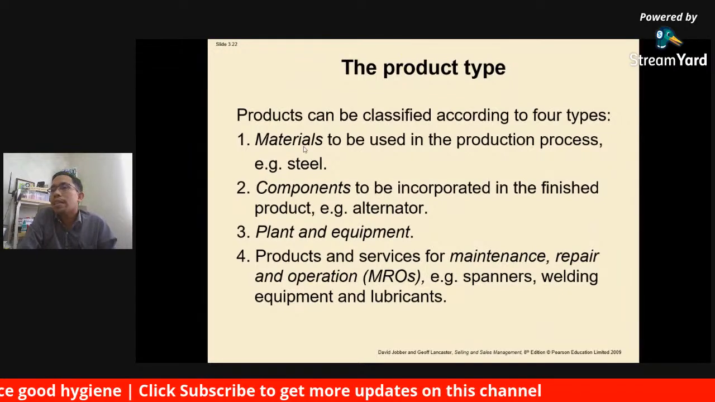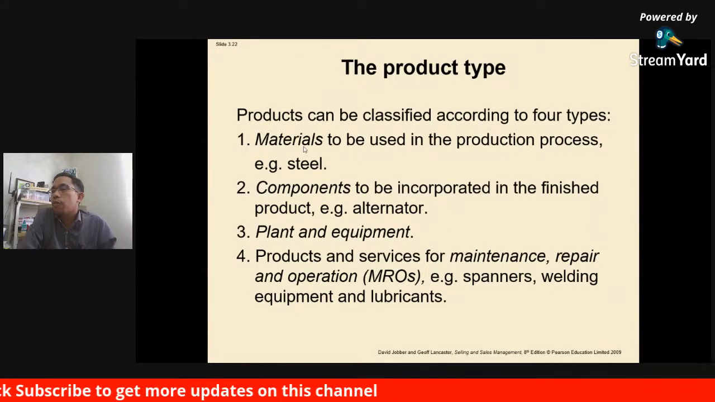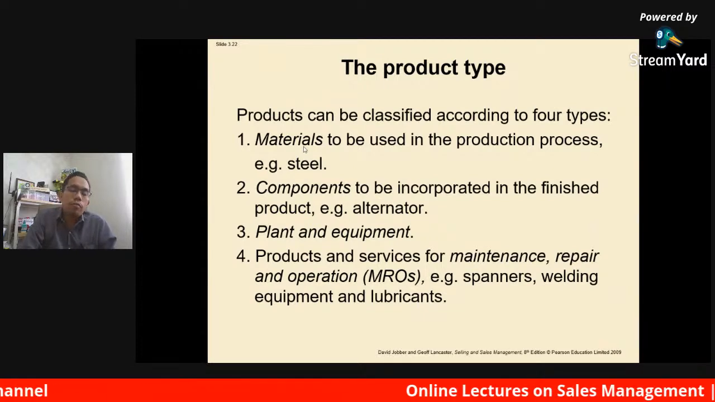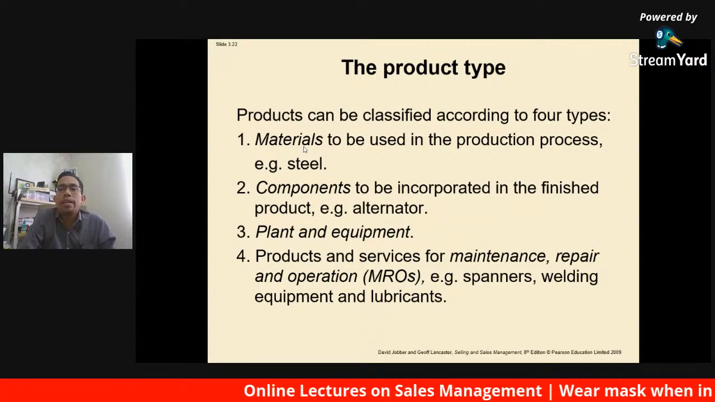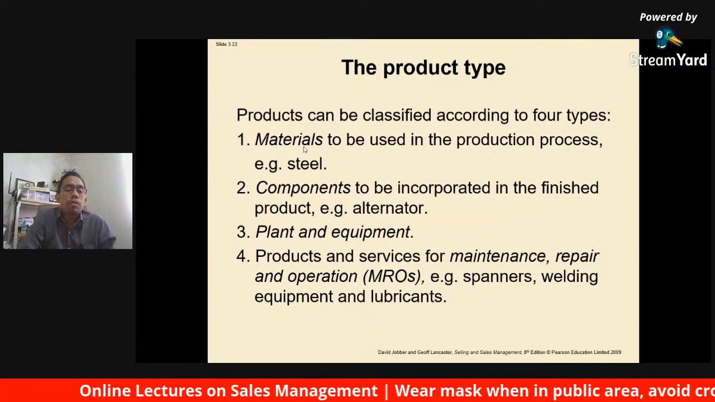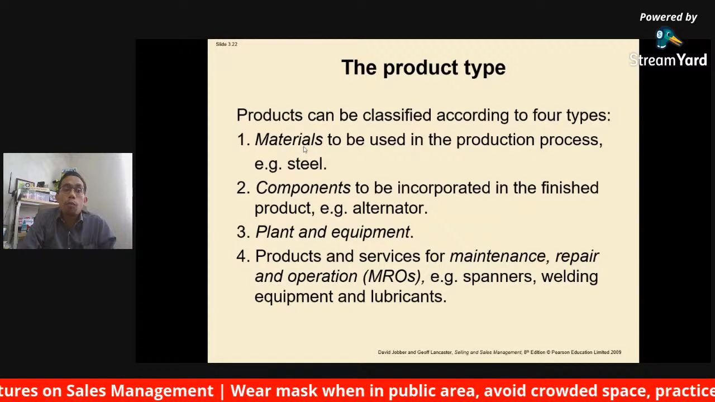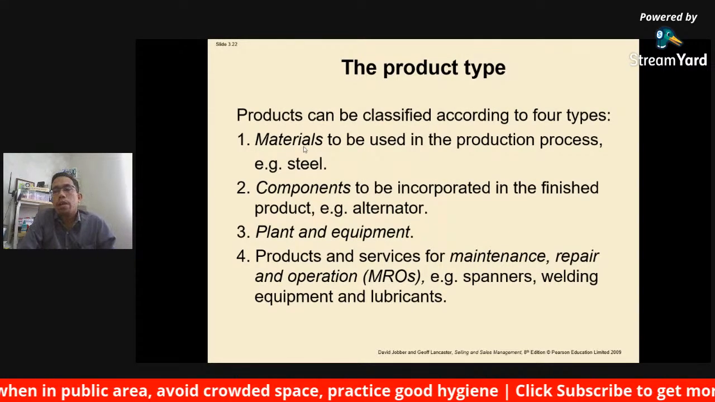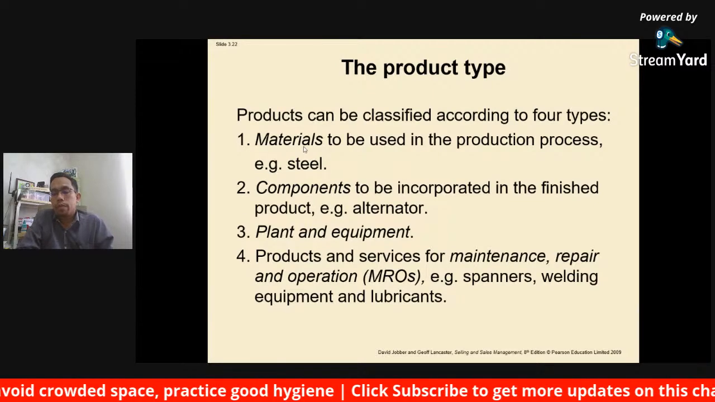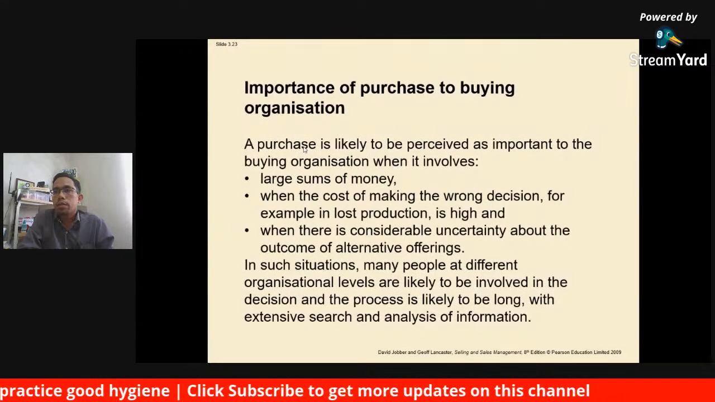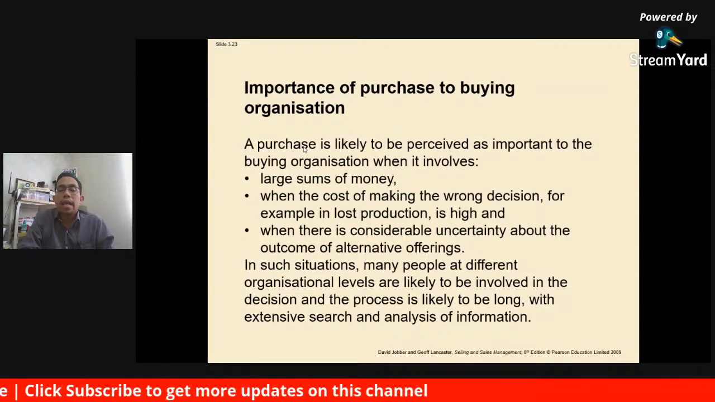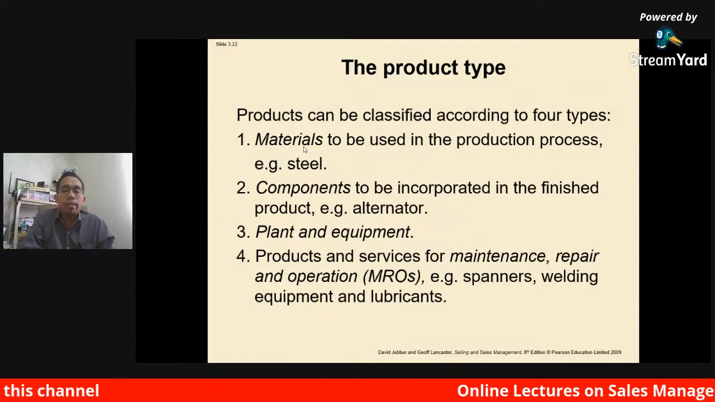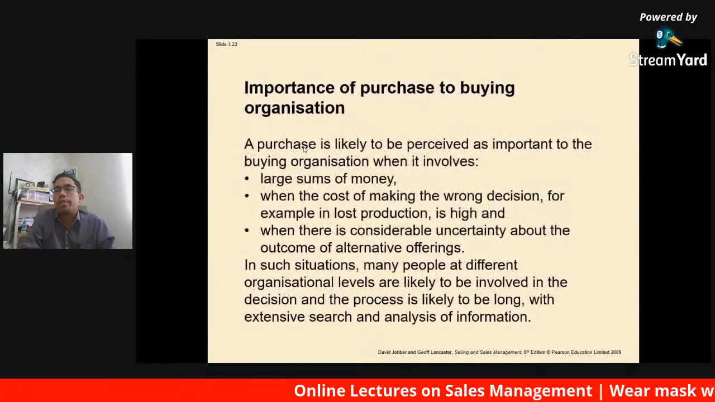The product type. Products can be classified according to 4 types. The first one, material, which is, for example, steel or components which you need to install to become one new product, or plant and equipment, or products and services for maintenance. That's some sample of a factory that uses metals in their production.